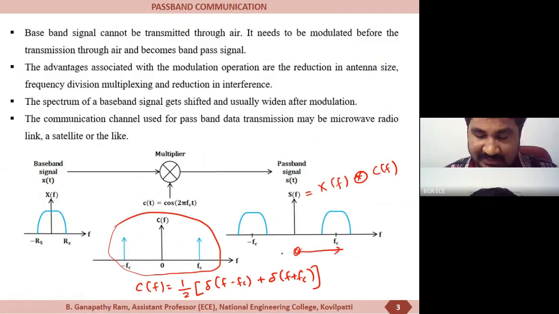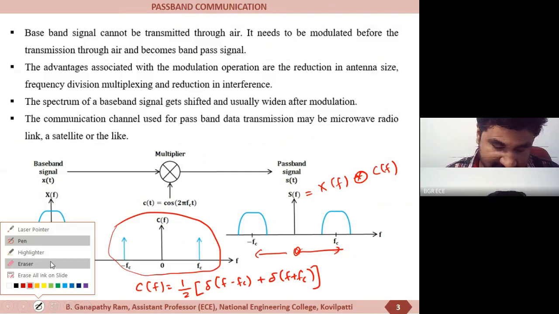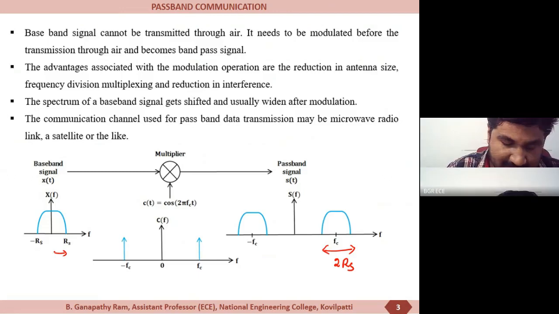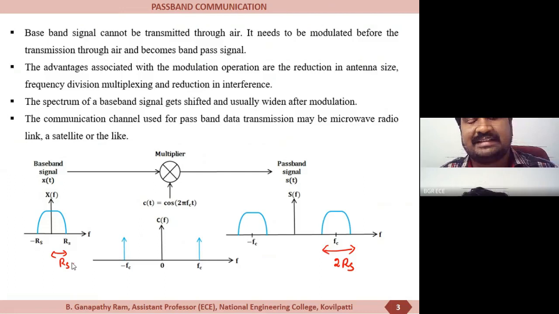From 0 Hz to Fc and 0 Hz to minus Fc as an image replica. Now the bandwidth requirement of the passband signal will become 2 Rs, whereas here the bandwidth requirement in the baseband is Rs and the bandwidth requirement at the passband signal is 2 Rs. That means the spectrum of a baseband signal or a passband signal gets widened after the modulation.